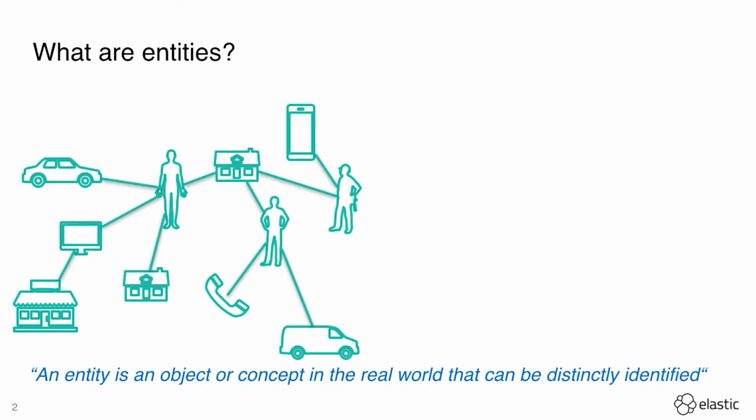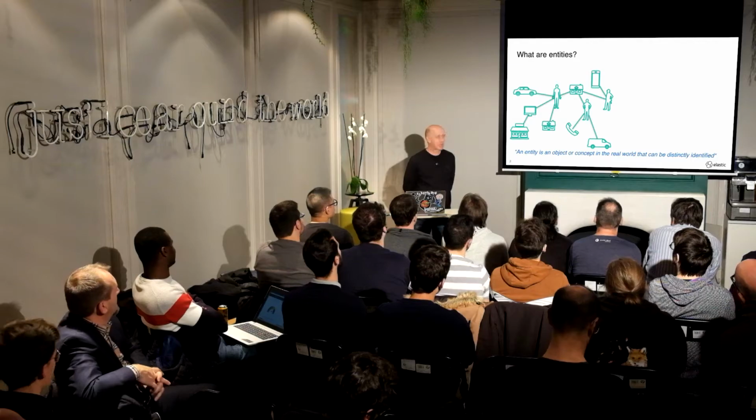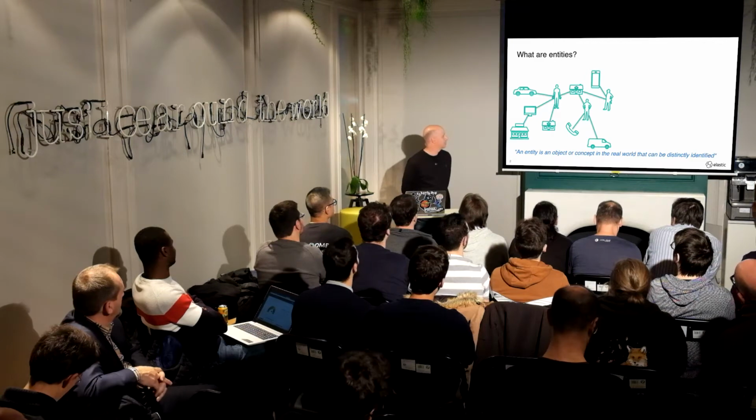So what are entities? Entities are things out there in the real world. So people, cars, houses, telephones, companies. Any object or concept out there in the real world that we can give a unique ID, a unique identity to. So that's reality. There's all these things running around, us interacting, telephoning each other, buying things, selling things, driving things.